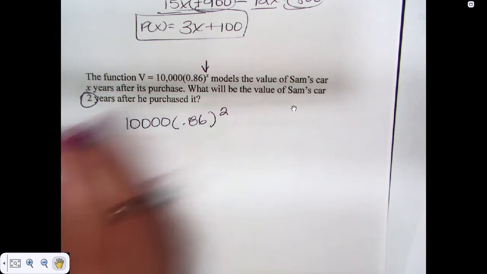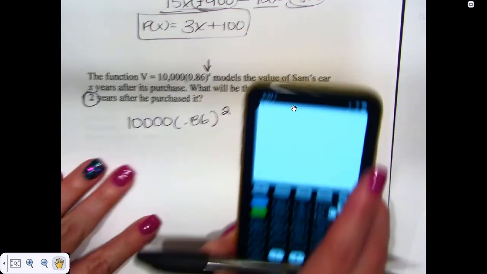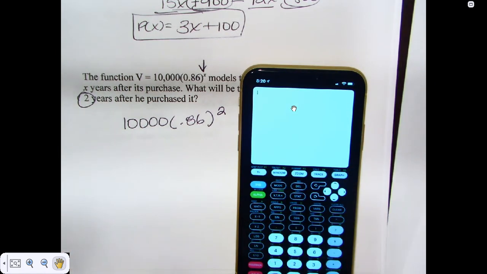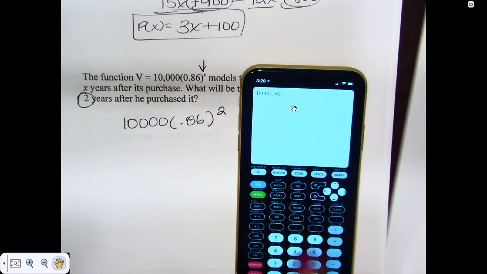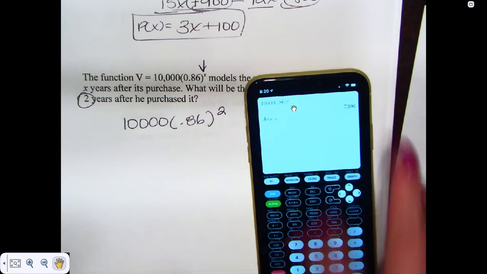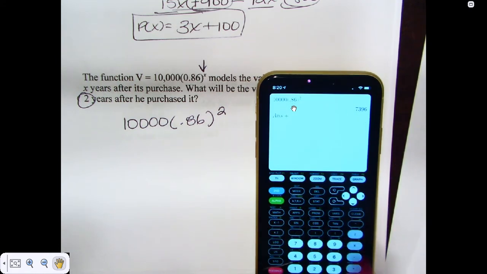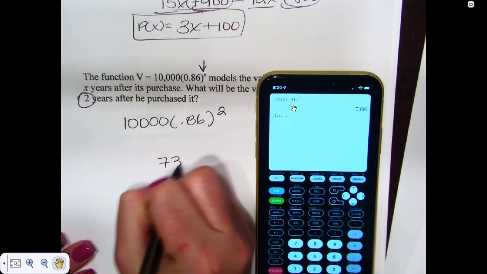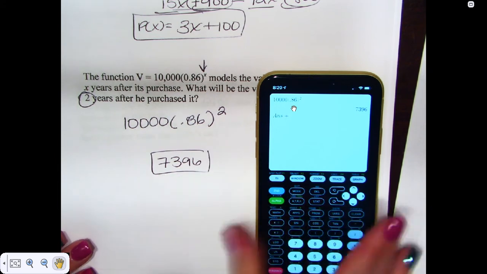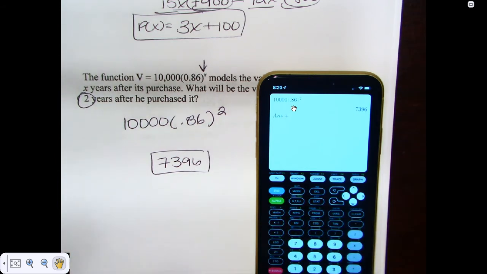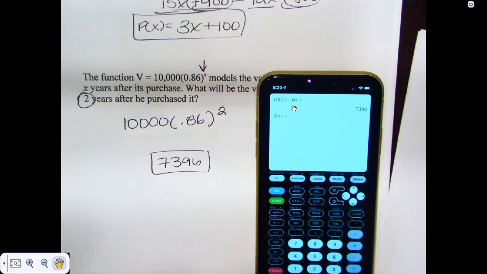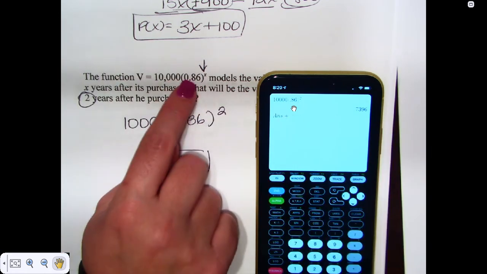10,000 times 0.86 to the second power. You can do that on Desmos, not that hard. Remember, we're dealing with money here, so if it had come out a decimal, then I definitely would have rounded to 2 decimal places. Okay, so I get 7,396 there. Straightforward. That's a growth or decay? Obviously, that's decay because this number is less than 1.